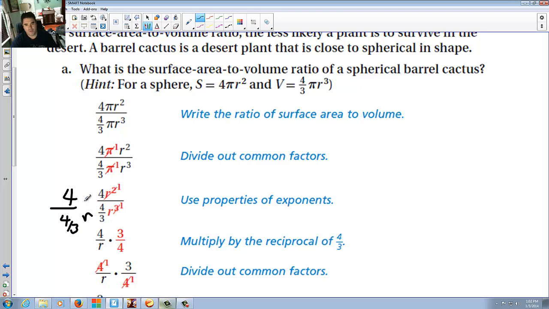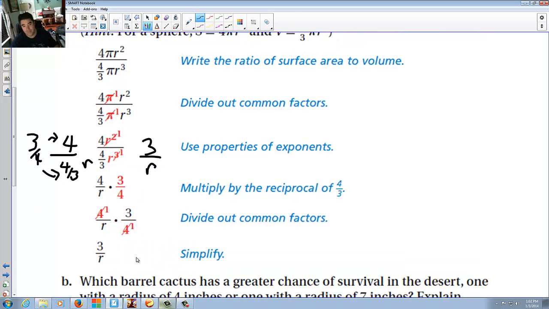Now, they're saying multiply the top and bottom by 3/4. Now, why do you do that? Because if you multiply the top and bottom by 3/4, this goes on top, and the 3/4 cancels on the bottom. 3/4 times 4/3 equals 1. So 4 times 3 is 12, divided by 4 is 3, so 3 remains on top. These cancel on the bottom, leaving just your r. That's why you have 3 over r. They did it a little differently, but whatever.